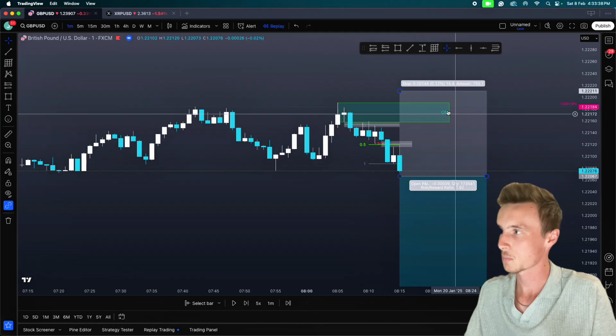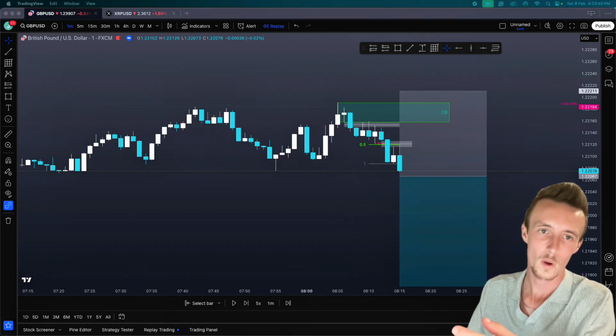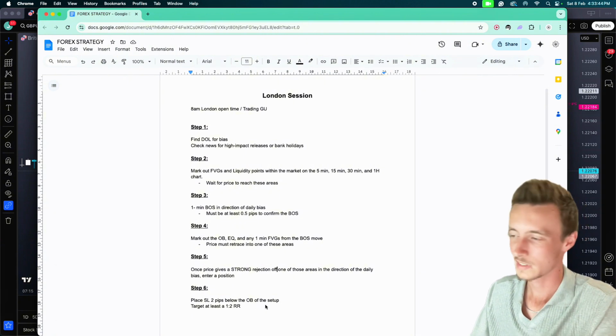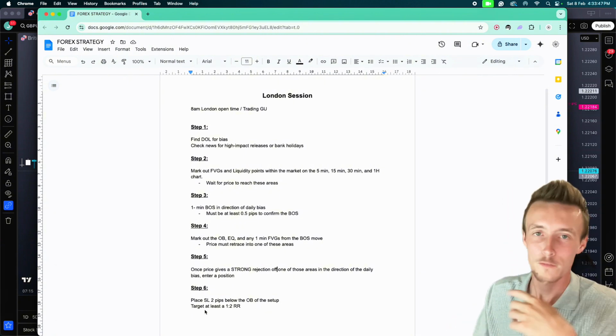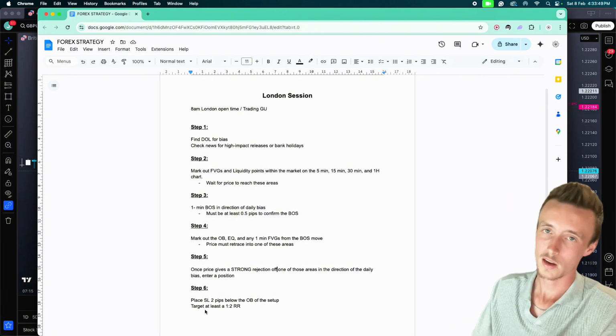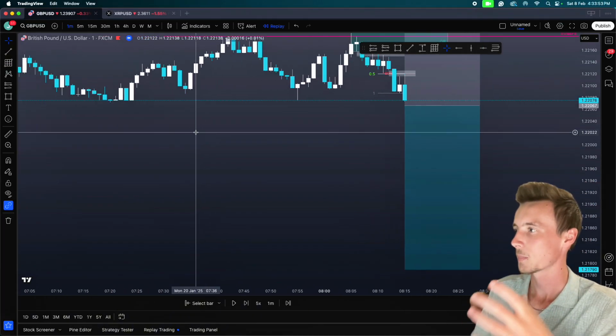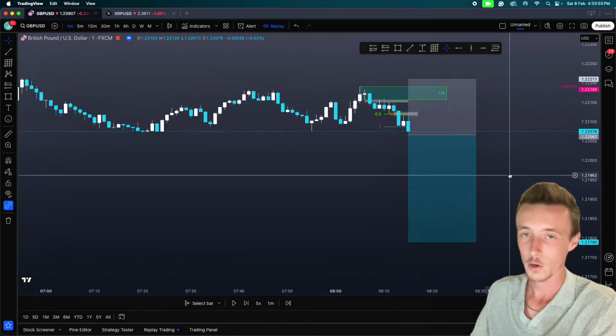Perfect. Our stop loss is placed. Our entry is covered. What is the last step to do? We have our stop loss 2 pips below the order block of the setup. Tick. Then for me, for this strategy, I'm looking to target at least a 1 to 2 risk to reward. Basically, based on the strategy, it works very good.